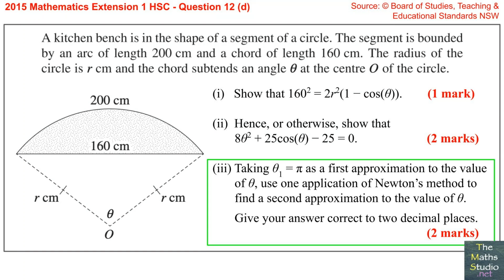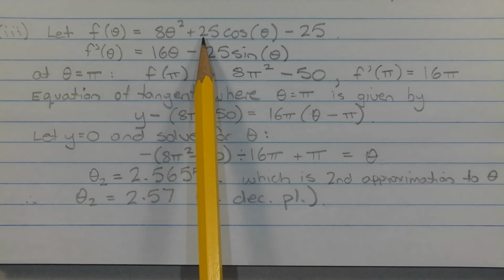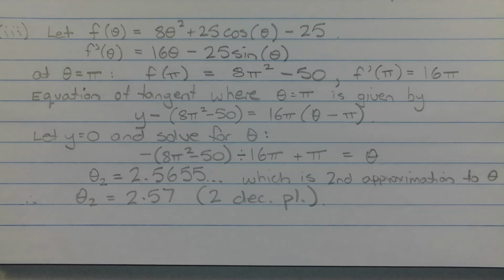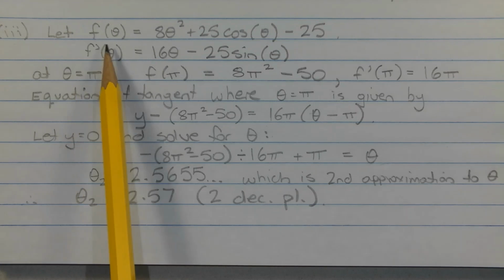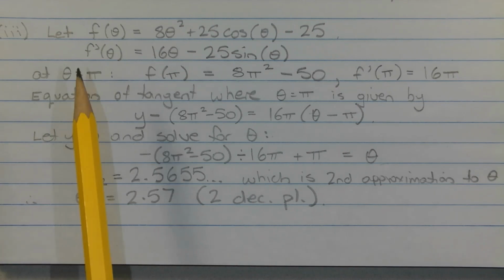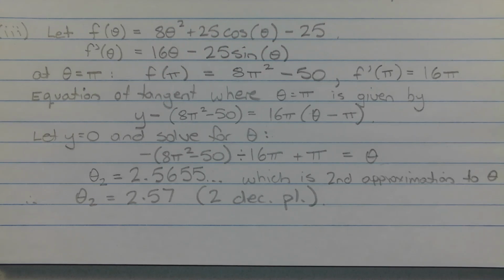Part 3. Taking theta 1 equals pi as a first approximation to the value of theta, use one application of Newton's method to find a second approximation to the value of theta. Give your answer correct to 2 decimal places. Let f of theta equal 8 theta squared plus 25 cos theta minus 25. We find the gradient function f dash of theta by differentiating f of theta with respect to theta. So f dash of theta equals 16 theta minus 25 sine theta.